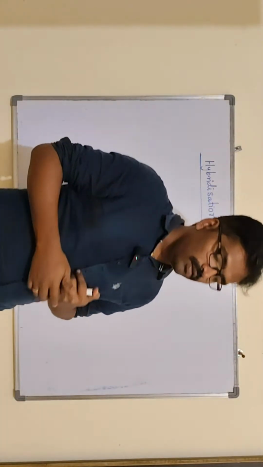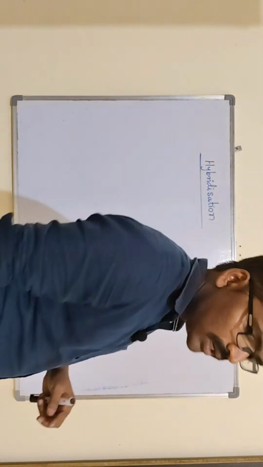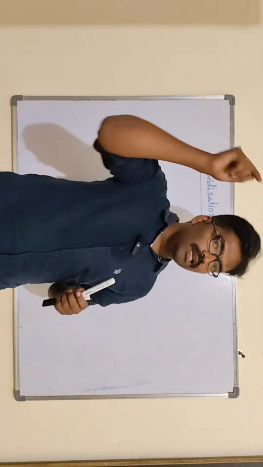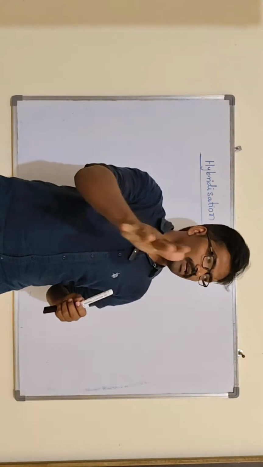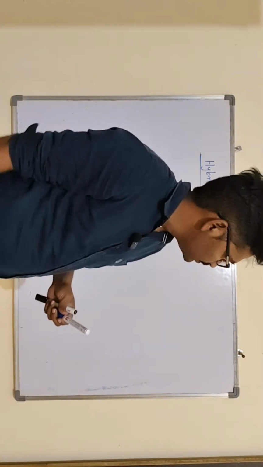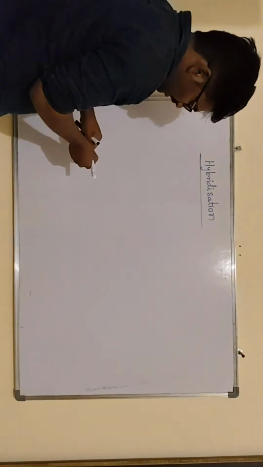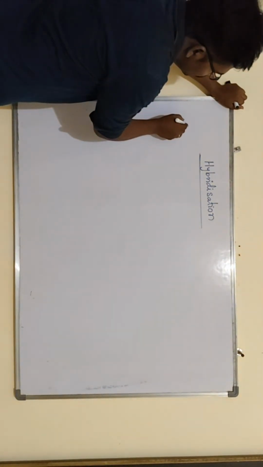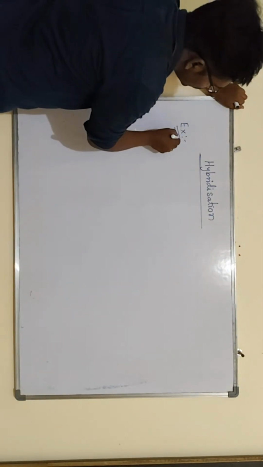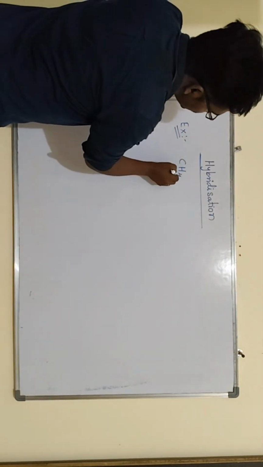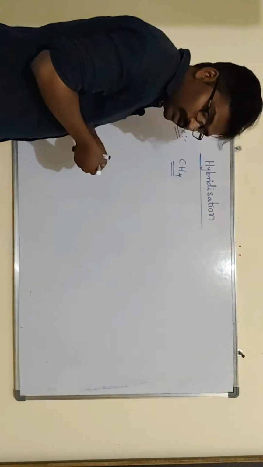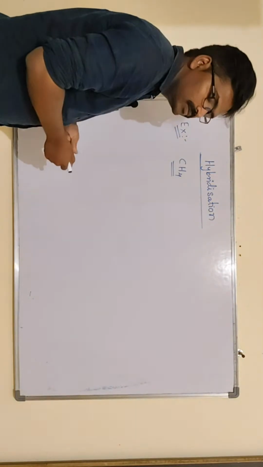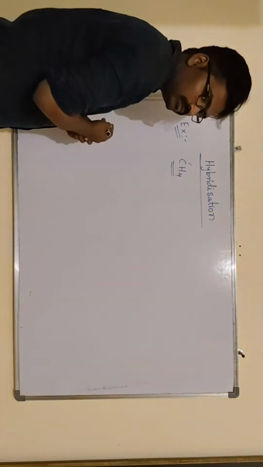So listen carefully. Before going to the shortcut, first of all, what is hybridization? Why was hybridization introduced? That we have to discuss first. For example, if you take a CH4 molecule, in the CH4 molecule, the central atom is carbon, right? So the central atom is carbon.